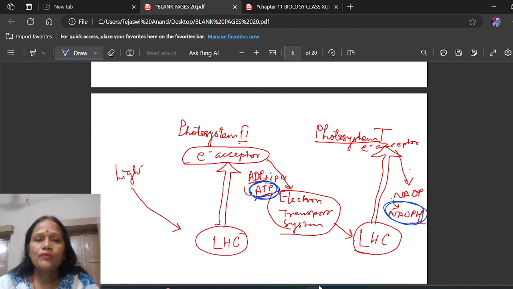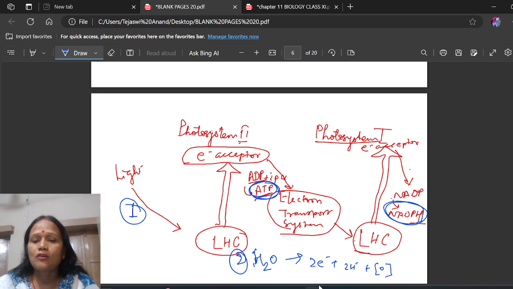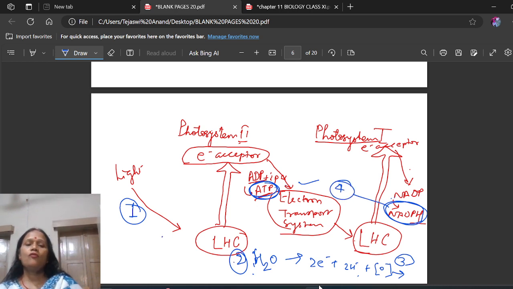So first step we can say is the absorption of light. Second step, which we have not written here, is splitting of water, H2O. H2O में भी जैसे 2 इलेक्ट्रॉन्स प्लस 2 हाइड्रोजन प्लस ऑक्सीजन, ये स्प्लिटिंग ऑफ वाटर हो गया. तो थर्ड स्टेप क्या हो गया? रिलीज ऑफ ऑक्सीजन. एंड फोर्थ स्टेप क्या हो गया? फॉर्मेशन ऑफ ATP and formation of NADPH. So these are the 4 steps that you have studied in this topic.